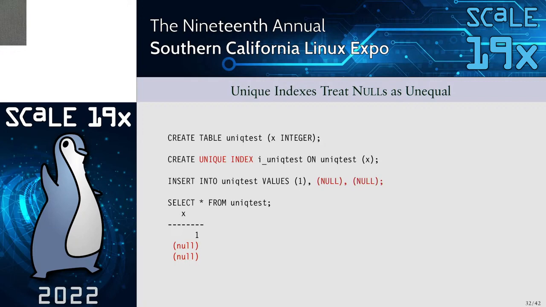Yeah. So there's some applications that rely on, I have a table and I only want to have 1 null in that table. I don't know why. Nobody's ever explained to me. Yes.